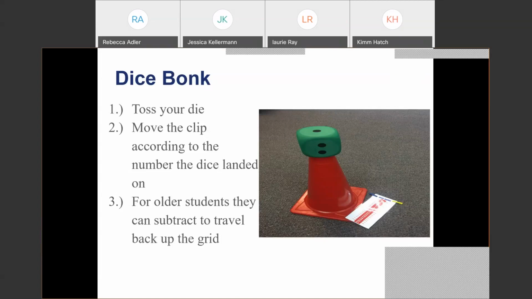But you're essentially going to toss that die. Our students will move a clothespin or clip according to the number that they land on. And you can adapt this for older students by having them subtract to travel back down the grid. But let's say they rolled a 3, they're going to start at 3, and then the next student could roll and they would add on from that.